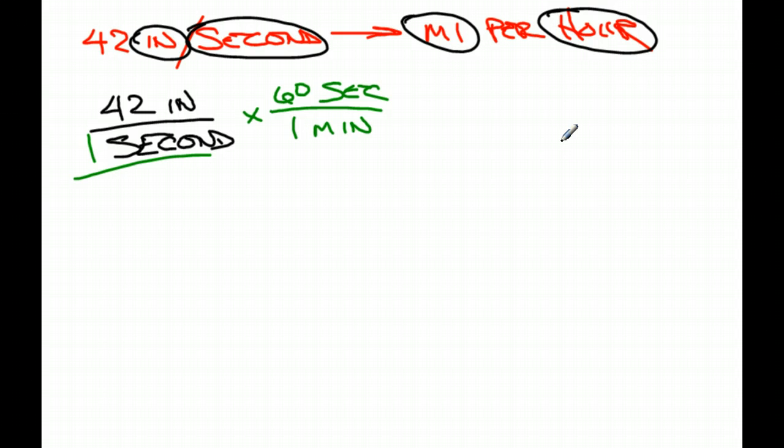To minutes? Okay, so now that we do that, our seconds cancel. So we're on the right track. All right, we're not looking for minutes, so we keep going. Minutes on top or bottom? And what do we know about minutes and hours? 60 minutes and 1 hour. Okay, so my minutes cancel.